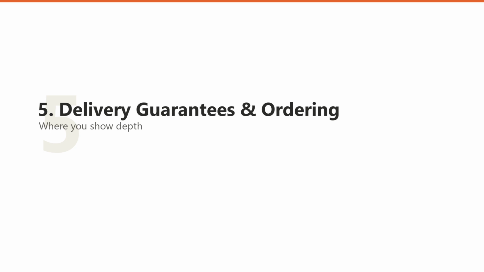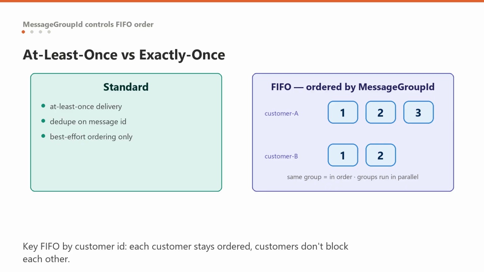Concept 5, Delivery Guarantees in Ordering. This ties back to queue type, and it's where you show depth. Standard queues are at least once. A message is delivered at least one time, and occasionally more than once, so you must make your consumers idempotent, deduplicating on a message ID so reprocessing is harmless.